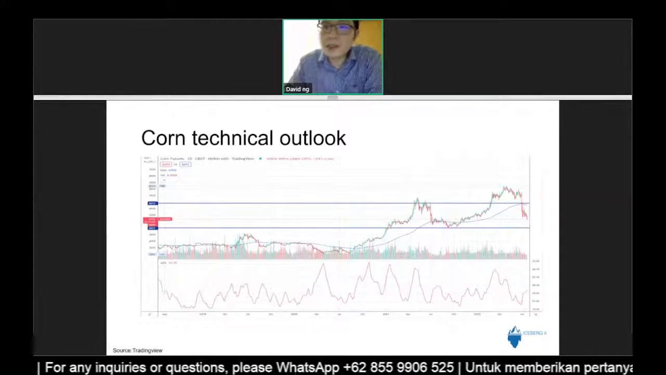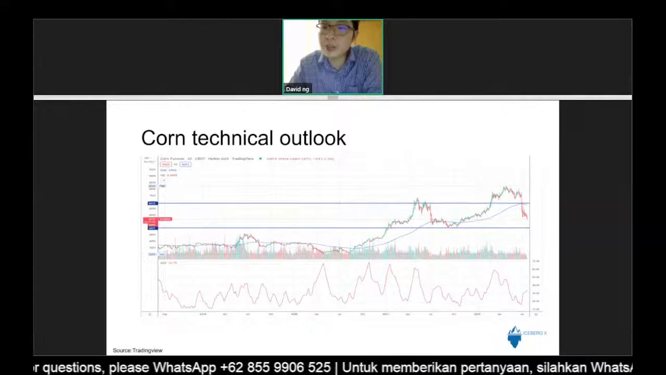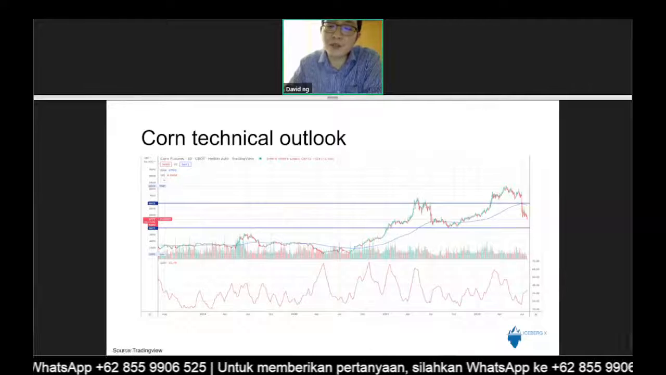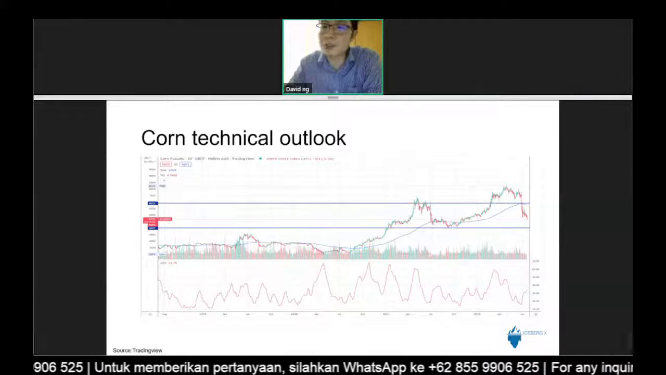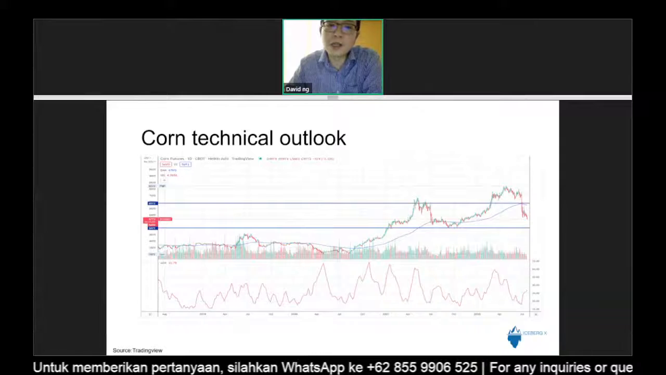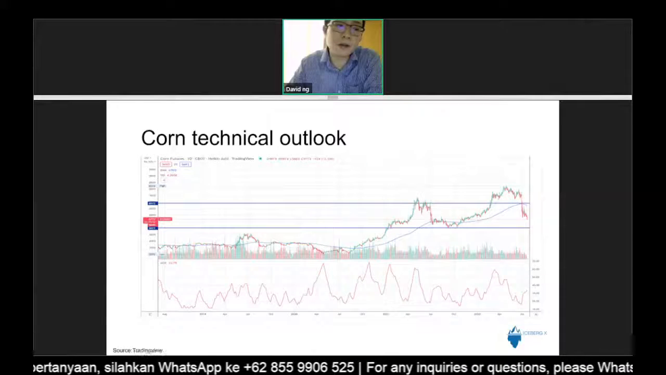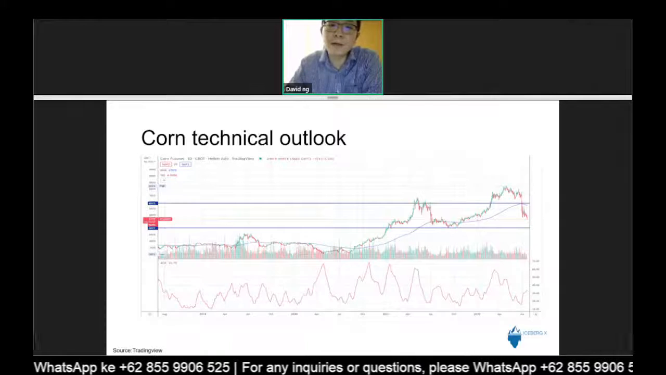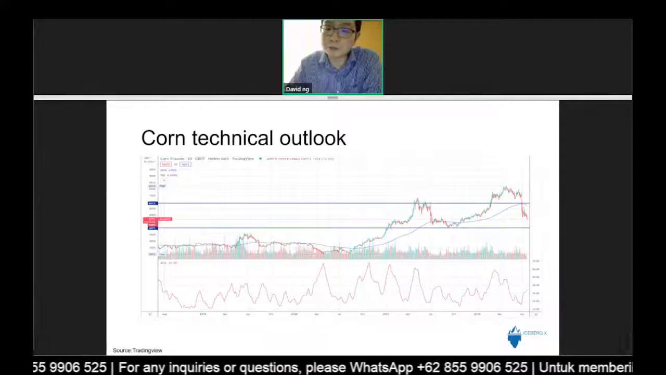A little bit of technical outlook. If you look at the chart itself, again, the 200 period EMA line is going to be a strong resistance point for corn, which is about $6.50 to $7. If it does break that, the next level you're really going to look at is about $8 and above. So you have to watch out at those levels. If it does break that, I think corn is heading to a possible uptrend.